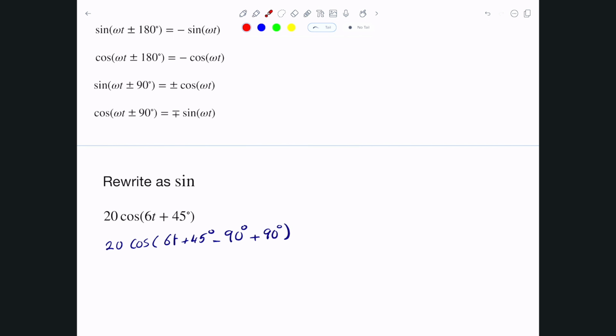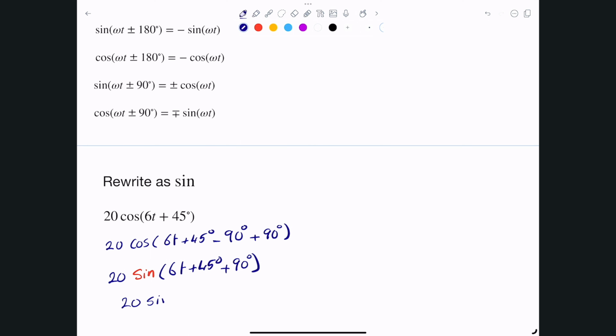But now we know that a cosine of omega t minus 90 degrees, for example, will give me a positive sine. So I can rewrite this as 20, and now here are the changes. Sine, okay, this is one of the changes, of 6t plus 45 degrees. And I've already utilized the negative 90 degrees to get that sine in here. So what I need to do is say plus 90 degrees. Of course, I can add the 45 and the 90 degrees, and what I get is 20 sine of 6t plus, I believe that will be, 135 degrees.